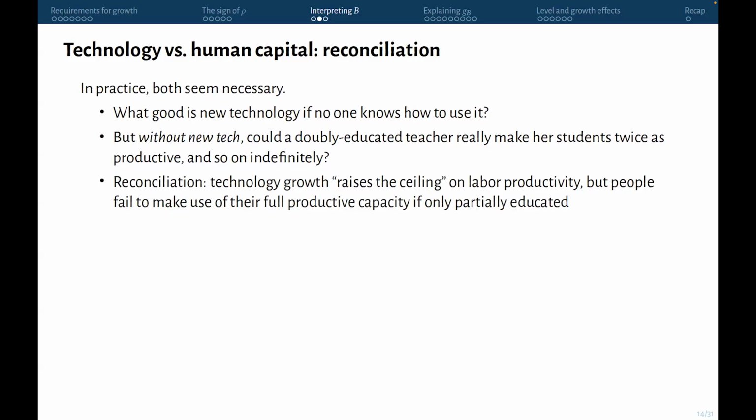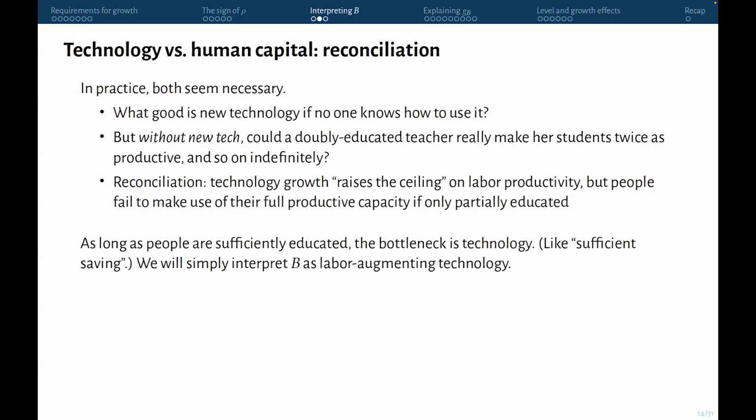Maybe a reconciliation could be that technology growth raises the ceiling on labor productivity, but then people have to catch up to it by realizing their productive potential. But on this view, as long as people are sufficiently educated, kind of like with the saving point, as long as people are investing enough in their own capital, or their countries are investing enough in their capital, the bottleneck is still going to be technology. So for simplicity, we won't think about that.